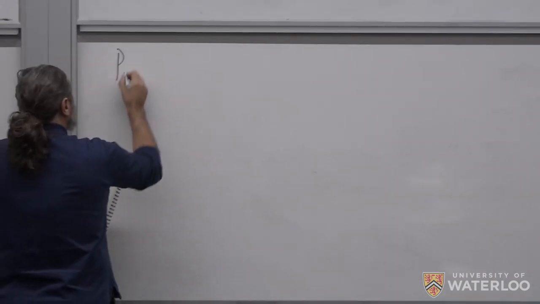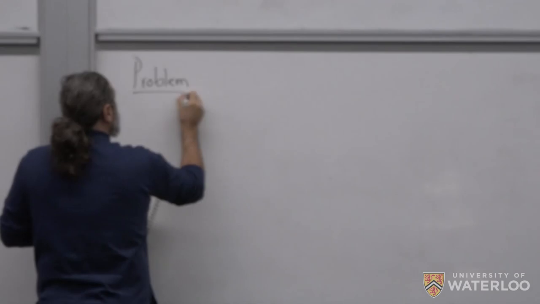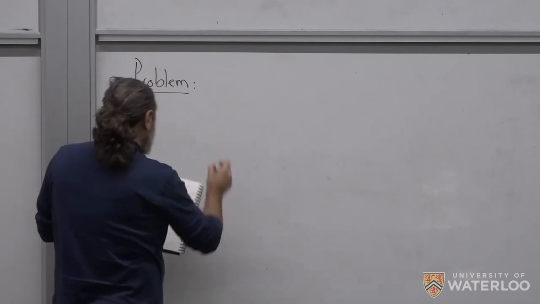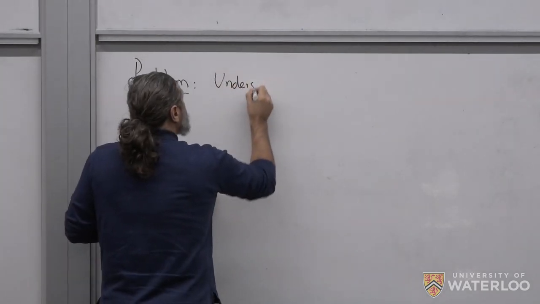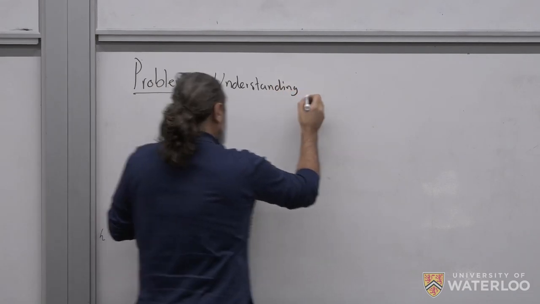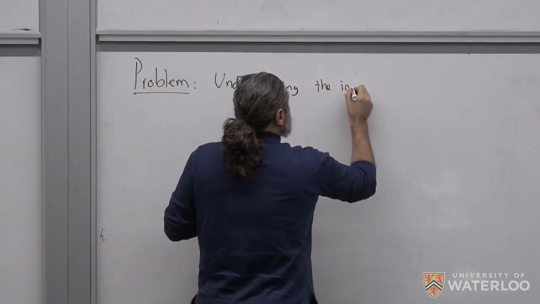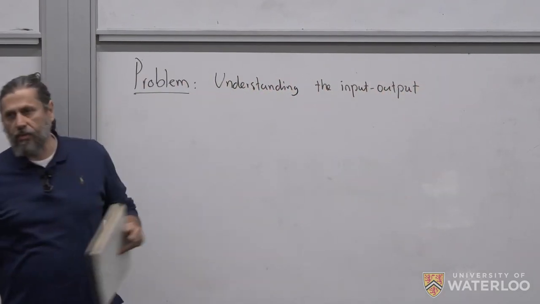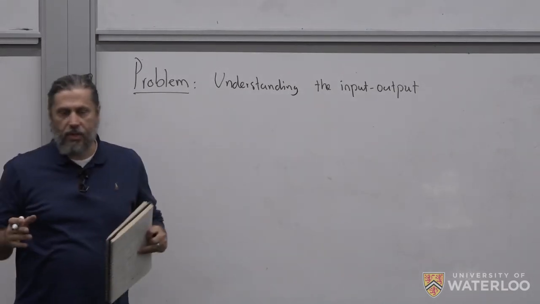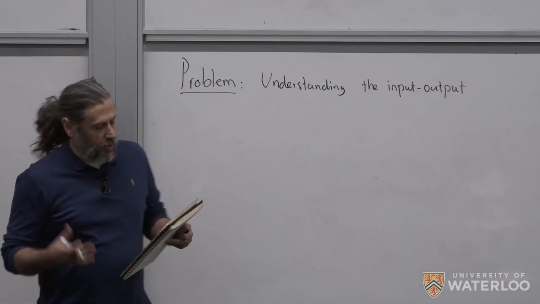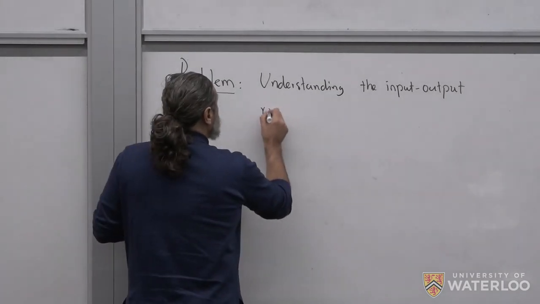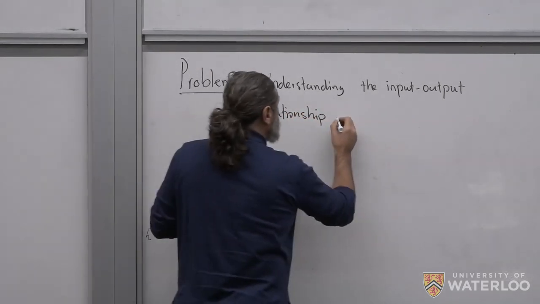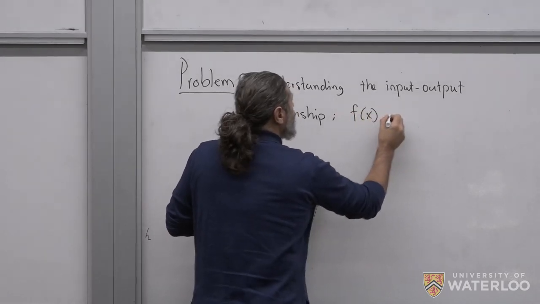So the problem. When we get serious, we always start with the problem. So what is the problem? The problem is understanding the input-output relationship. That's fundamentally what all sciences deal with, but we have some additional challenges. So understanding the input-output relationships, whereas f of x is unknown.